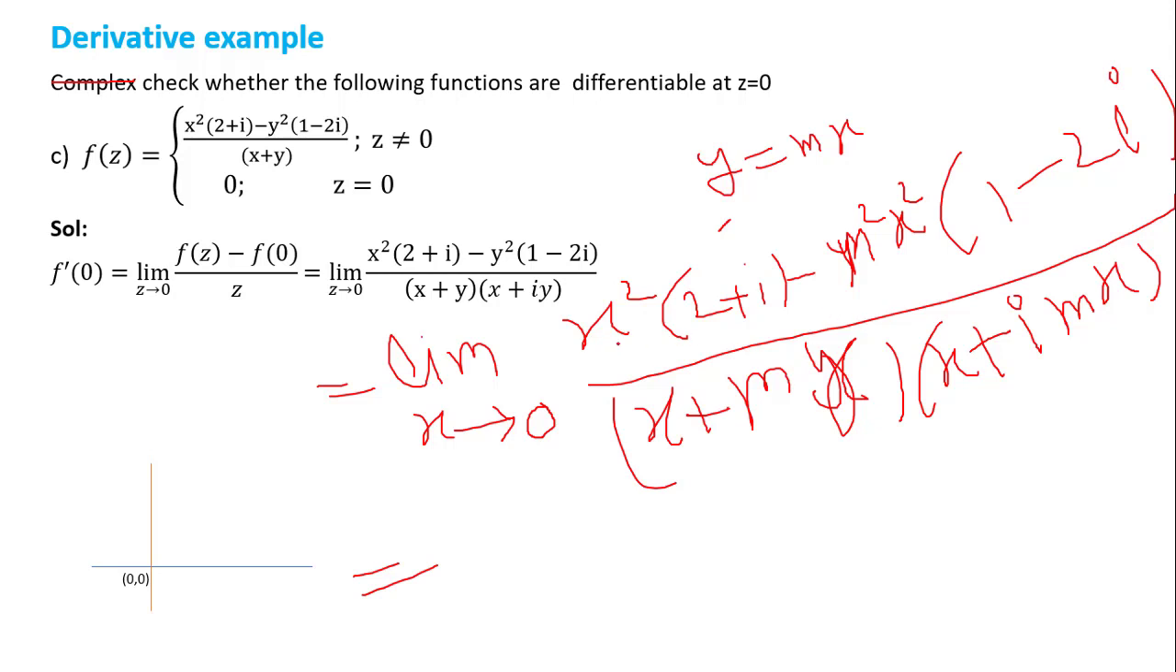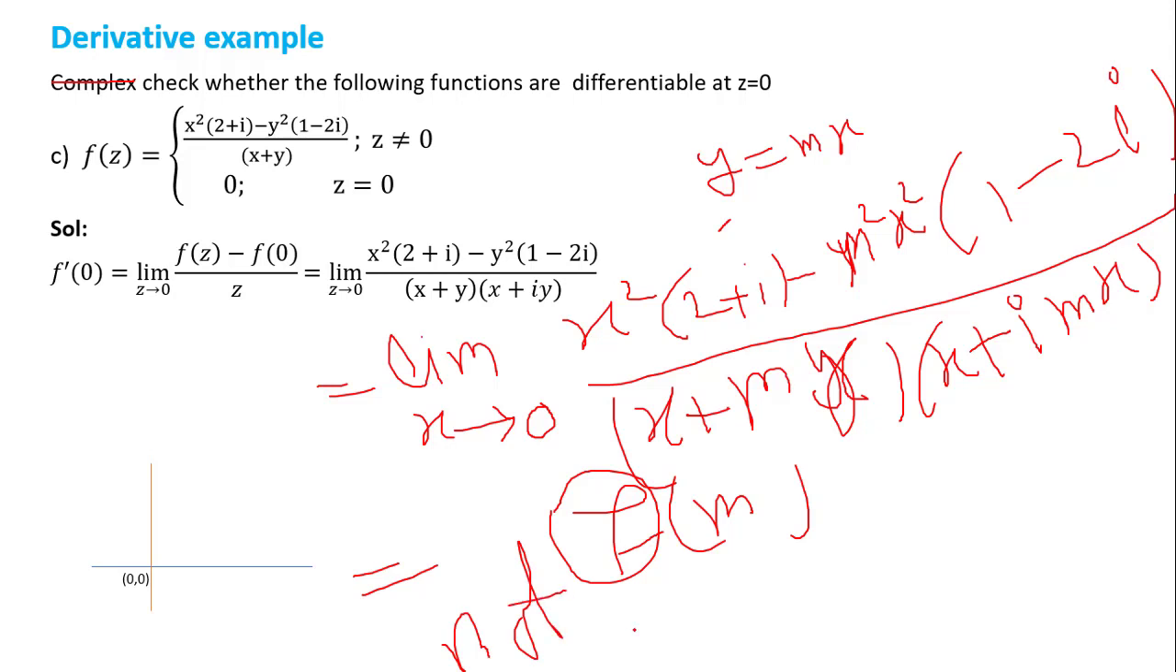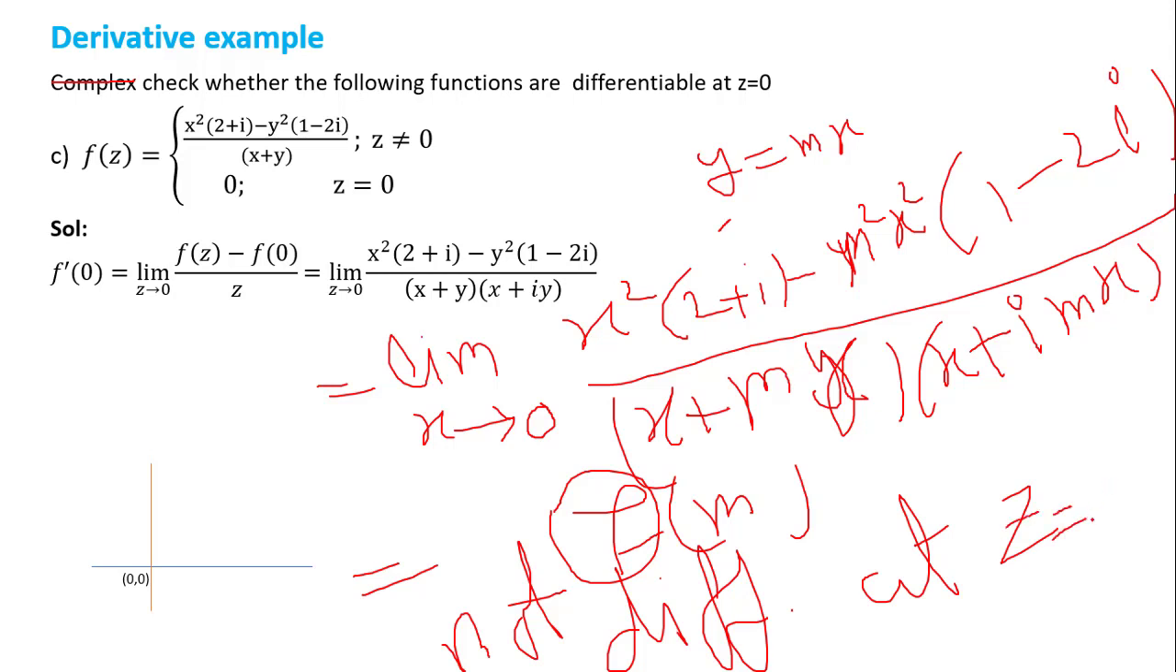You can take x square common from here, and x as well as x common from here. Again, you can see that overall you will get a function of m here. So the limit depends on m. So again, this function is not differentiable at z equal to 0.